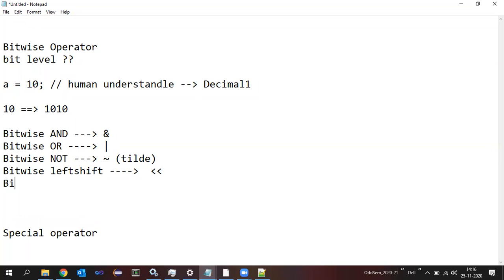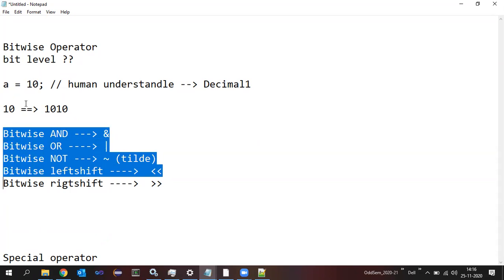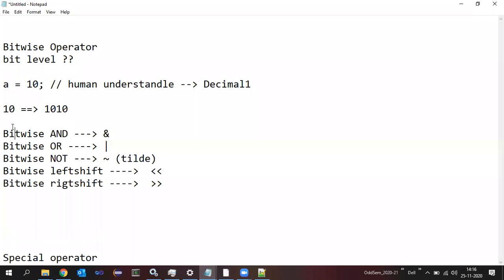Then the last one is bitwise right shift. This is represented as two greater than symbols. Now let us understand these. What are these operators? There are 5 different bitwise operators.